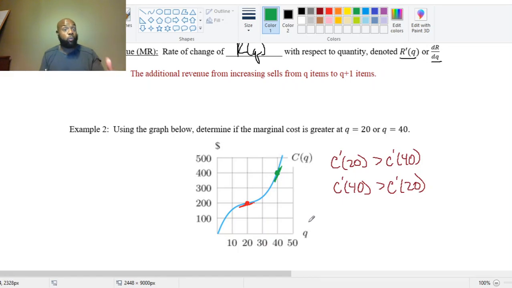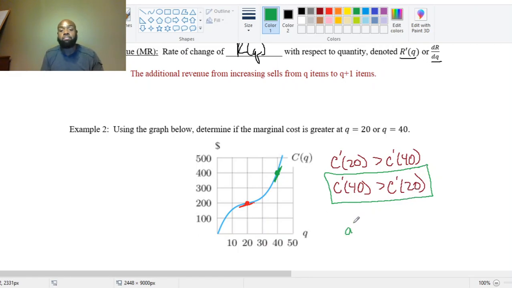And so the derivative is steeper, is greater for the point that's steeper, right? And so since this is positive, that's positive, we only need to know which one is steeper. And since Q equals 20 is less steep than Q equals 40, I know that C prime of 40, the marginal cost at Q equals 40, is greater than the marginal cost at Q equals 20.